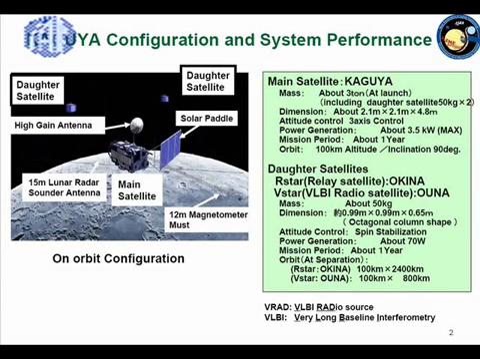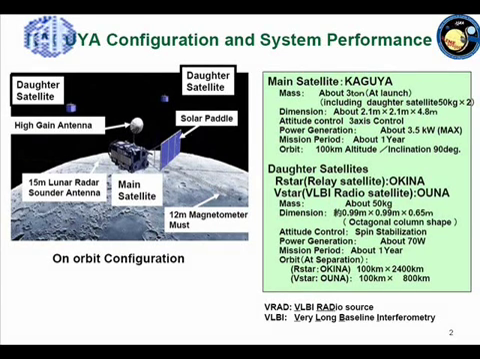Okay, here is the Kaguya configuration. So the Kaguya consists of three spacecrafts. Main satellite in the center of the picture, there's a main satellite, and also we have the daughter satellites, two satellites over there. So we have three satellites.